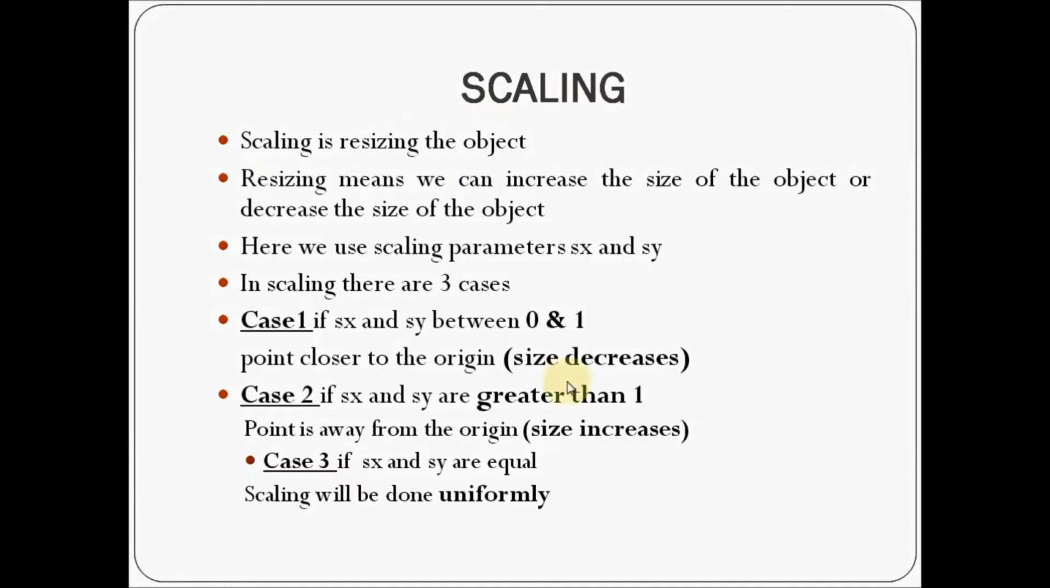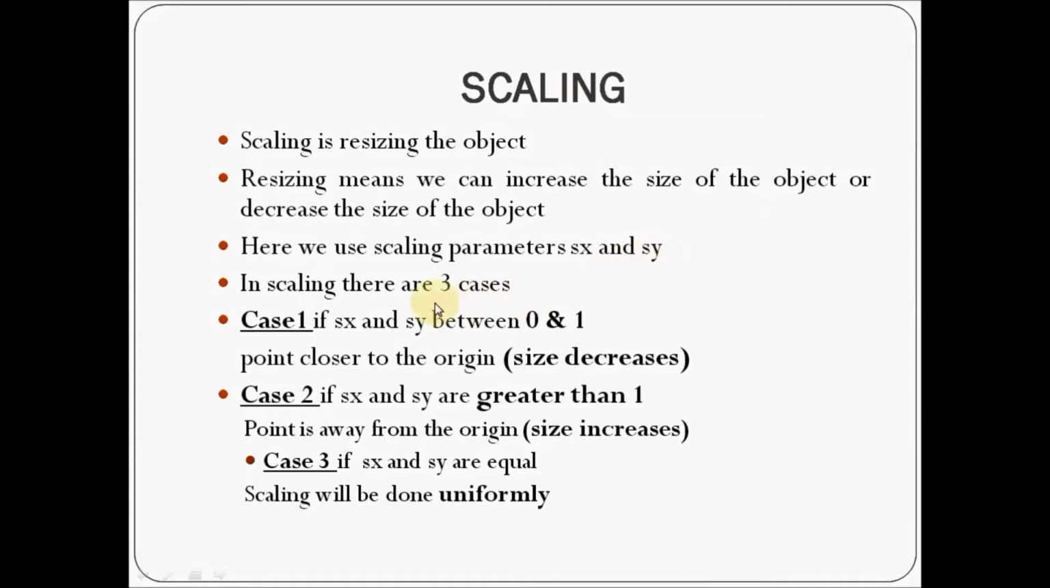In the same way as translation, here also we are using parameters. These parameters are called scaling parameters, and they are denoted by sx and sy. In translation we use tx and ty, but in scaling we are using the parameters sx and sy. Scaling is nothing but resizing my object, I can increase or decrease its size. Here sx denotes scaling with respect to the x-axis, sy denotes scaling with respect to the y-axis.